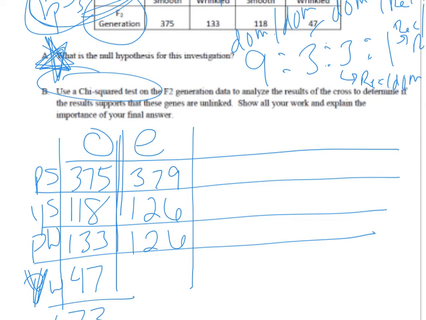And then for recessive, I have 1 out of 16, which turns into 0.0625, or 6.25%. So when I apply that to my total, 0.0625 times 673, I get 42. And I can double check my work by adding them up and making sure that they equal 673. So I have 42 plus 126 plus 126 plus 379. So I still have a total of 673.